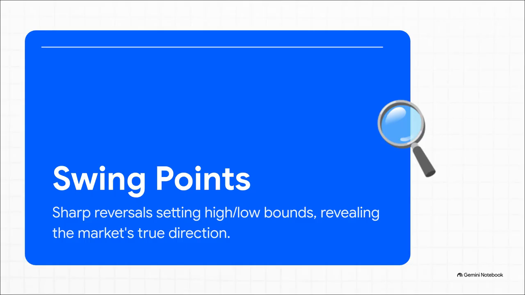Let's establish our baseline with swing points. Think of these as your guardrails. They're those areas of sharp market reversals that set up our high and low bounds. Basically, if you can correctly map out your external swing points, you've already won half the battle. Because now, you know your true direction. You know exactly the framework you're operating inside of.